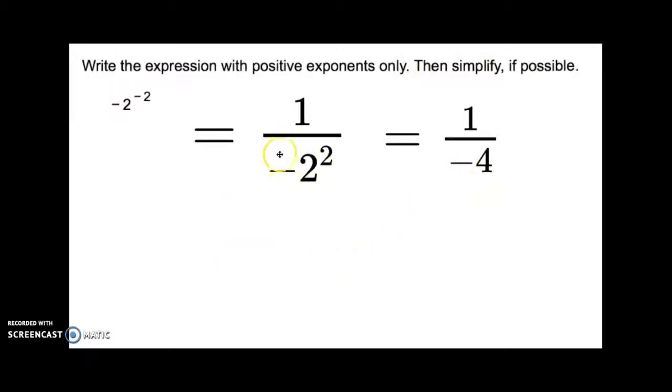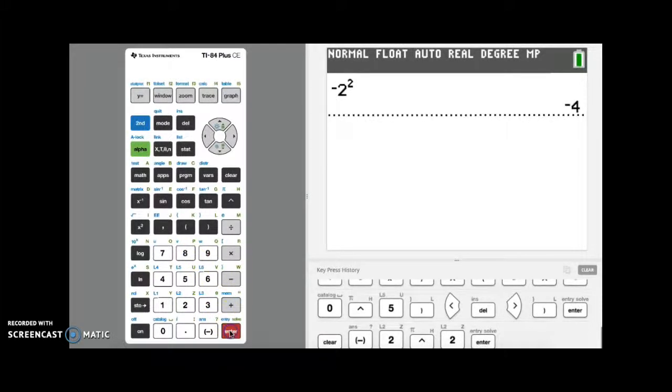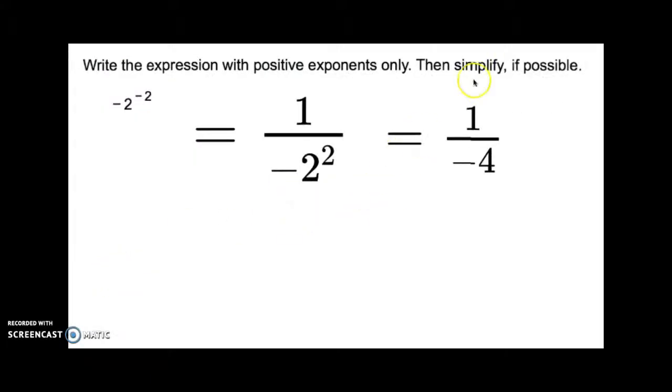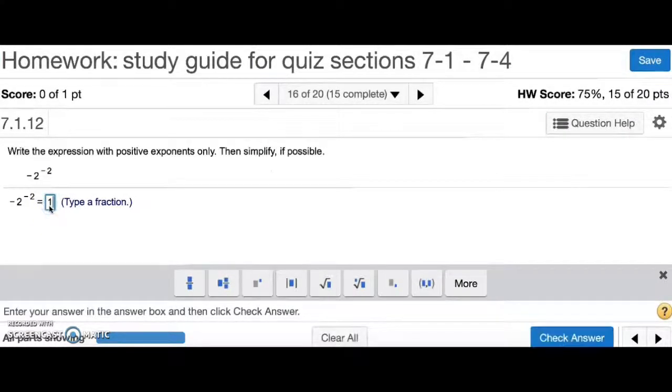If you had negative 2 in parentheses being squared, then you'd have a positive 4. But in this case, it's just going to be negative 4. I'll show you on the calculator the difference. So negative 2 squared gives you negative 4. But if I have the entirety of negative 2 being squared, in parentheses, I'll have a positive 4. Because the negative isn't included in the square here, but it is included here. So just be careful with your parentheses. We don't have it in our problem, so you do not put parentheses in it. So the answer will be 1 over negative 4. So let's type that in. So typing in, I'll have 1 over negative 4.